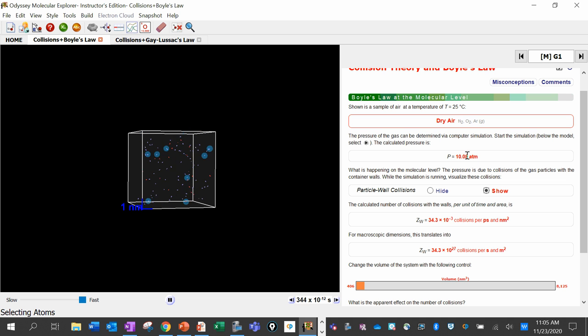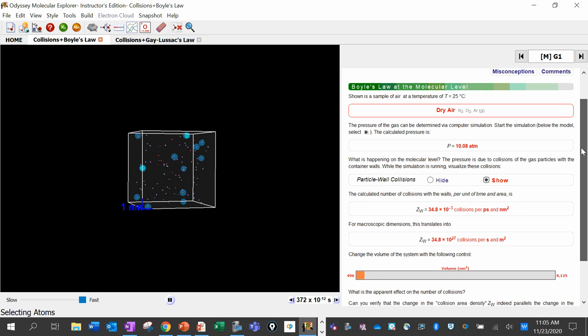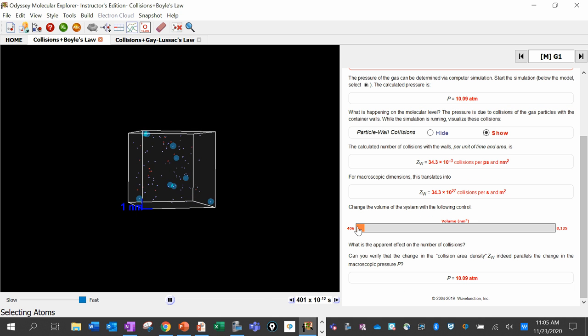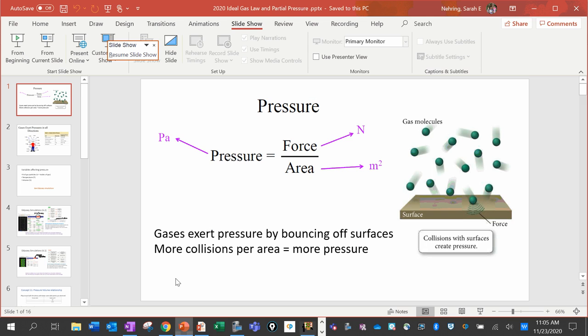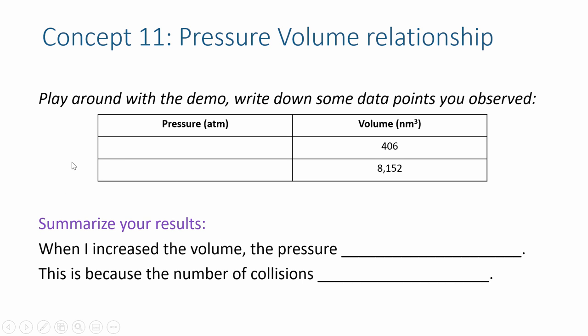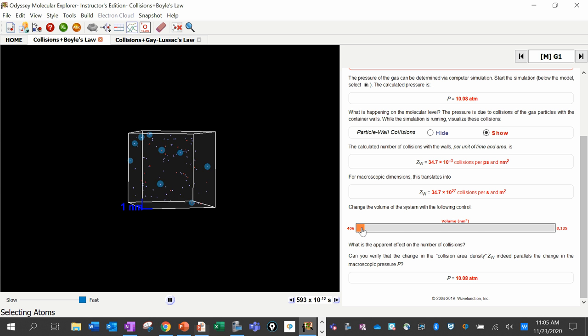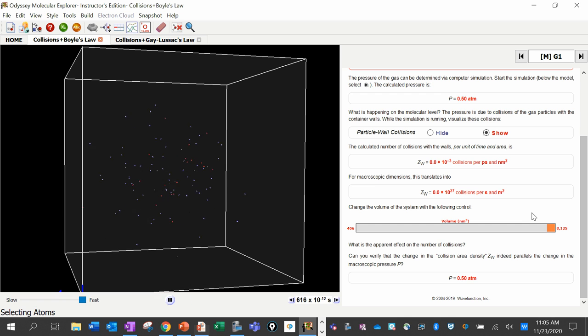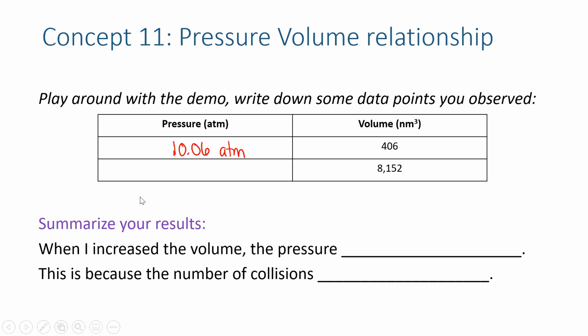And we can look at the pressure here. There's 2 places we can read the pressure, up here or right below it. So at a volume of 406, the pressure was about, was it 10.06 atmospheres? I think it was. And then if we go back to right here, if we increase the volume up here to 8,125, this is nanometers cubed is what our measurement here is, we see we have much fewer collisions and the pressure is 0.5 atmospheres here.